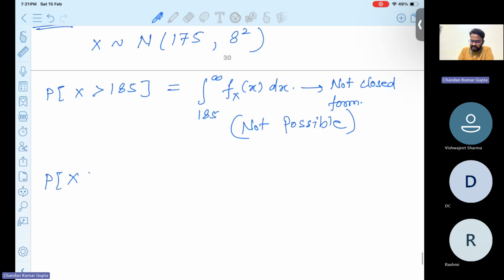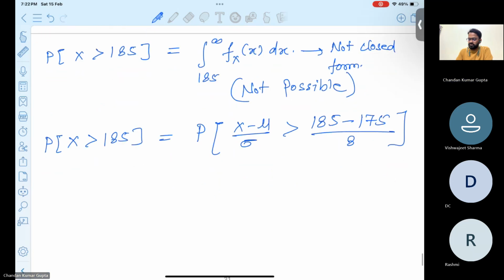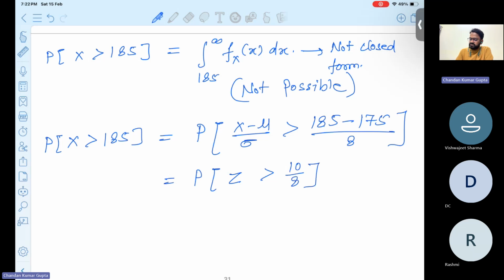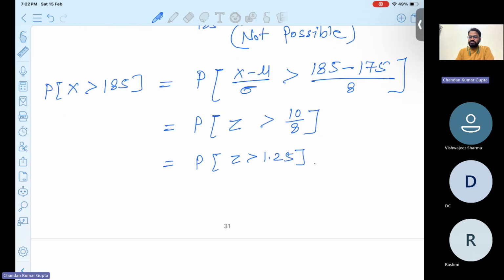So the probability that X is greater than 185, we can also write like this: (X minus mu) upon sigma is greater than (185 minus mu) upon sigma, where mu is nothing but 175 and sigma is 8. We can write like this only. Then (X minus mu) upon sigma is Z. Okay. So this is the probability that Z is greater than 1.25. Look, now we have solved most of the question actually. The rest depends on which type of table you are using to check the values.